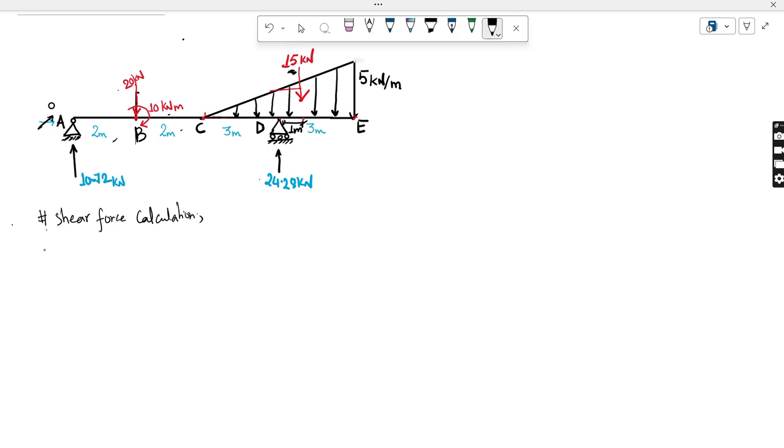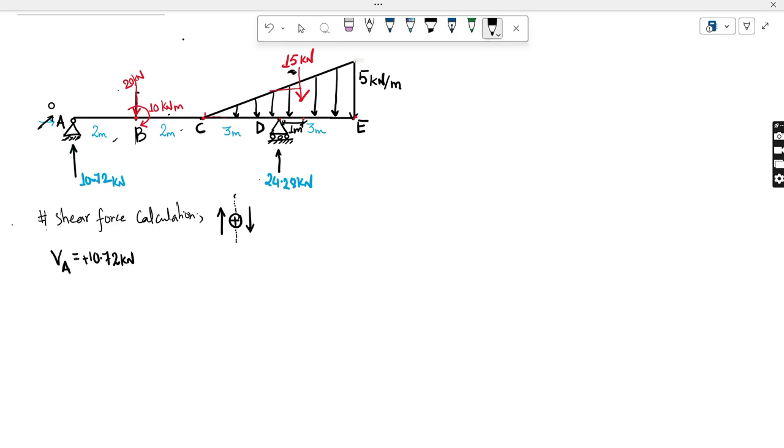First we have to know the sign convention for shear force. The sign convention for shear force will always be like this: left up, right down. You can imagine a section in between. So at a point just right of A, the shear force at A is 10.72 kilonewton, and that is taken as positive. Why?